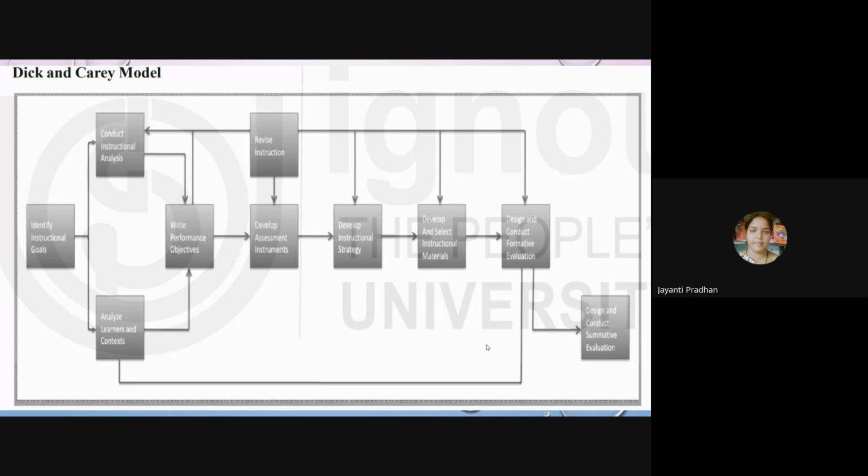If during formative evaluation I find some kind of difficulty, then again I will analyze the learner's need. Where is the problem, whether the context matches or not. Again I will go for the analysis of learners. Okay. And look above at the arrow. If we have not written the performance objective properly, at that time if we are not clear, then again we can analyze the instruction, whether we have satisfied the objective or not.